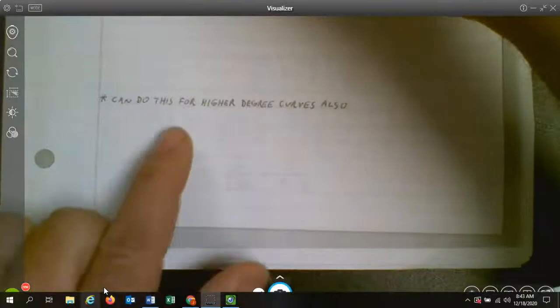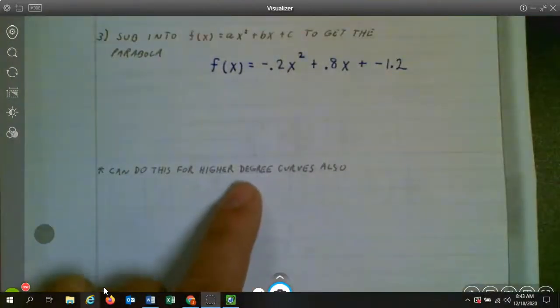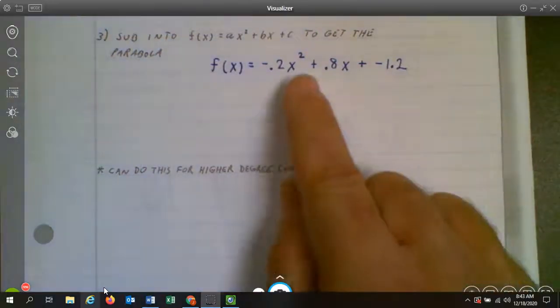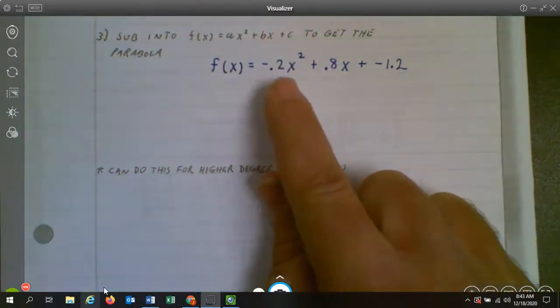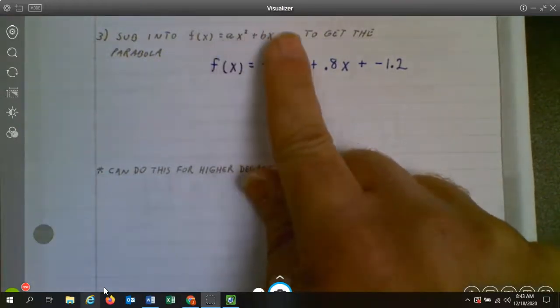I just made a side note down here that you can do this for any curve. I just did it with a quadratic, but you could do it for a cubic or 4th degree, 5th degree, all that stuff. Of course, you would need more points for higher order problems. If I needed 3 points in order to do a parabola, because I had to identify 3 different values, I needed an A, a B, and a C.